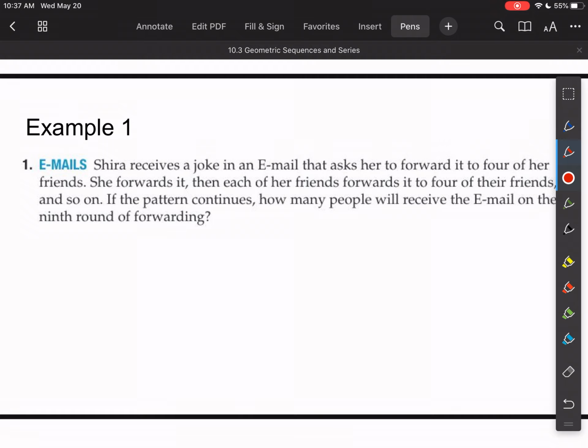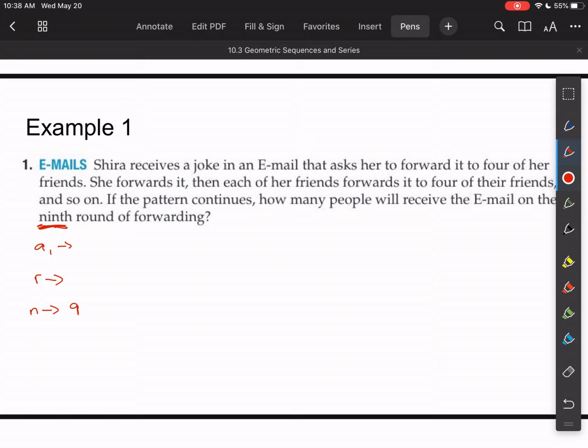Okay, so we're going to use our formula we just learned. This is an example of a geometric sequence because each time we're multiplying the friends by 4. So our common ratio is 4. I like to identify my first term in the sequence, then I like to identify the common ratio, and then it's also important to identify what n is. In this case, we're looking for the 9th round, so n in this case will be 9.